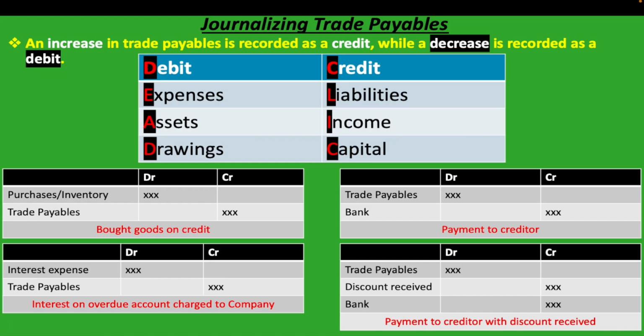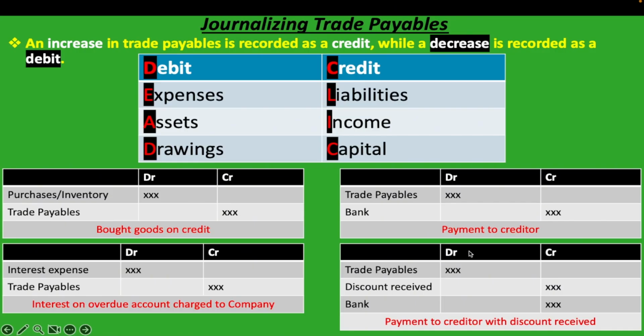And so let me give you an example. If I owe them 10,000 rand and they tell me if I pay within 10 days, they will give me a 10% discount, which is 1,000 rand. That means I will only pay them 9,000 rand. But my trade payables is going to decrease by 10,000 rand.